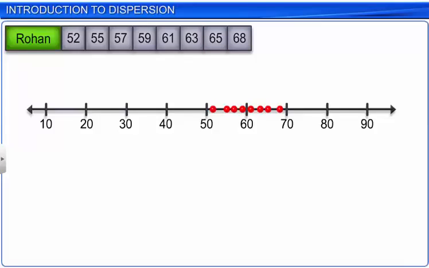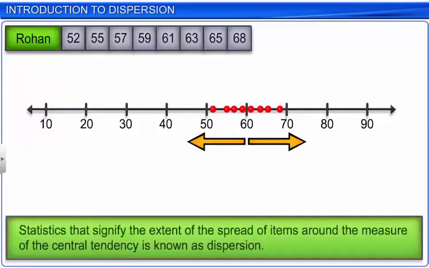This scattering of data cannot be measured by using the methods of finding the central tendency. Thus, we need to measure the dispersion to define the spread of the data. Statistics that signify the extent of the spread of items around the measure of the central tendency is known as dispersion. It is a single number to describe the variability.